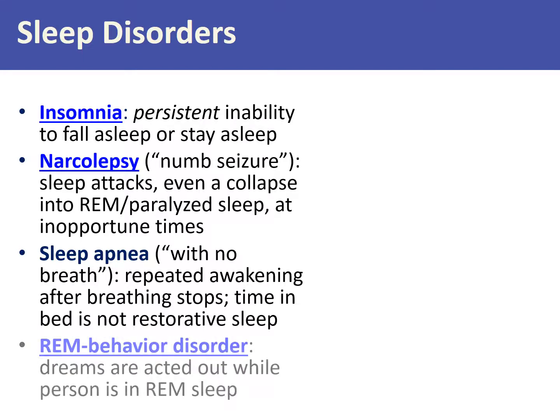And finally, you have REM behavioral disorder, where people act out their dreams. Normally, when you're in REM sleep, your body is paralyzed. But in REM behavioral disorder, the body does not become paralyzed, and people start acting out their dreams. And these dreams tend to be nightmares. So people are acting out their nightmares. They're screaming, they're thrashing in their bed. It's a very disturbing condition, a pretty rare condition as well.